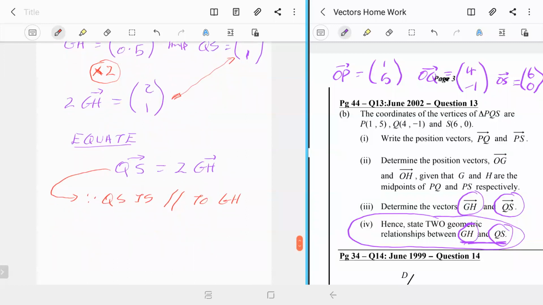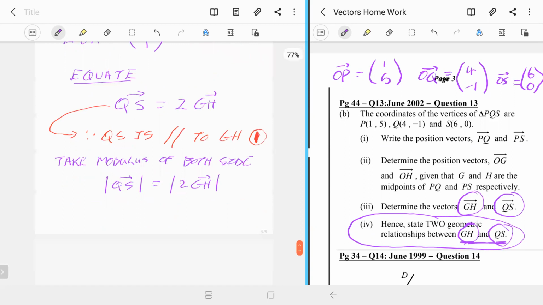And that's the first relationship we wrote in. That's relationship number 1. Second relationship now, we're going to give them the length. So what we'll do is take the modulus of both sides. Take modulus of both sides. You're going to get the modulus of QS equals the modulus of 2 times GH. And you drop off the arrows. So you get QS equals 2GH.